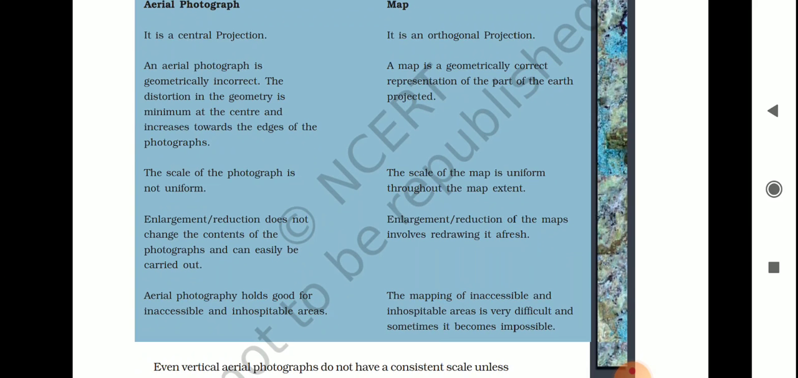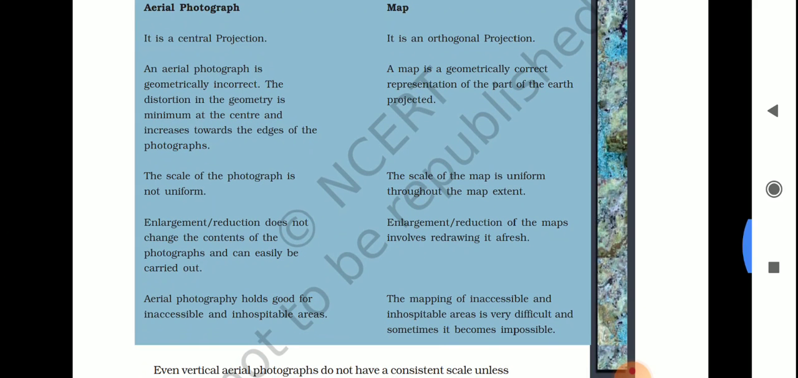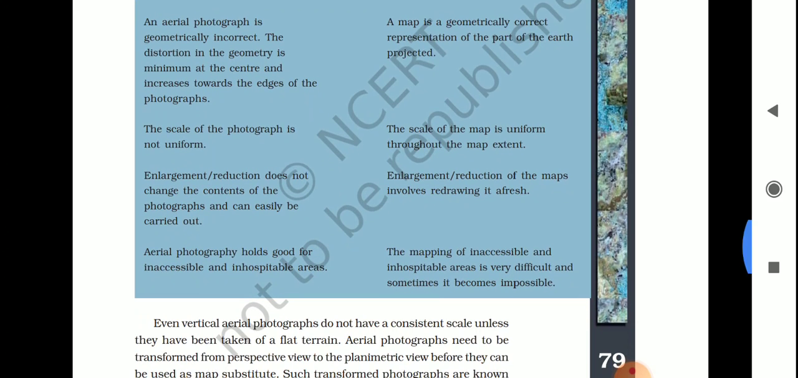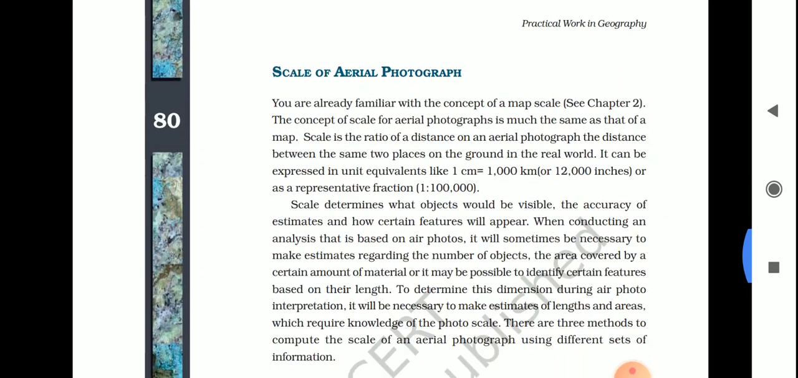And the scale of the photograph is not uniform, whereas the scale we use in a map is uniform throughout the map extent. We can enlarge or reduce the size also. Enlargement and reduction does not change the contents of photographs, right? But enlargement and reduction of the map involves redrawing it afresh, right? So there are some differences, and this type of question especially you can get in the viva.